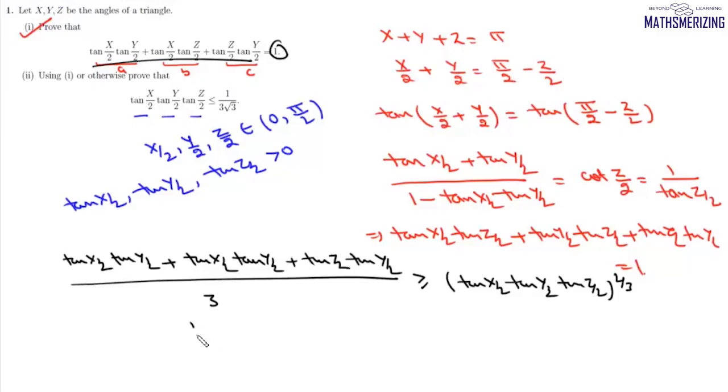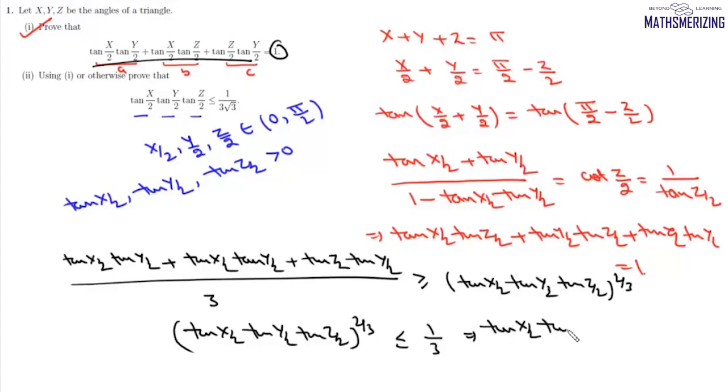So we can write (tan(x/2)tan(y/2)tan(z/2)) whole to the power 2/3 will be less than or equal to, now this is 1, so it will be 1 by 3. Now we can also write this as tan(x/2)tan(y/2)tan(z/2) less than or equal to 1 upon 3 to the power 3/2, which is nothing but 1 upon 3 root 3. And that's your second part.